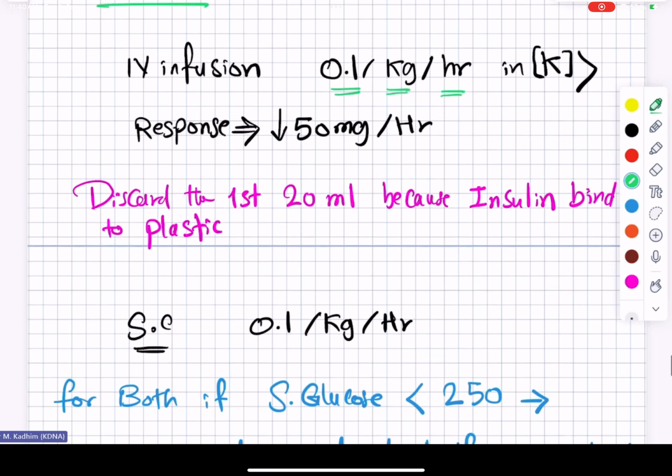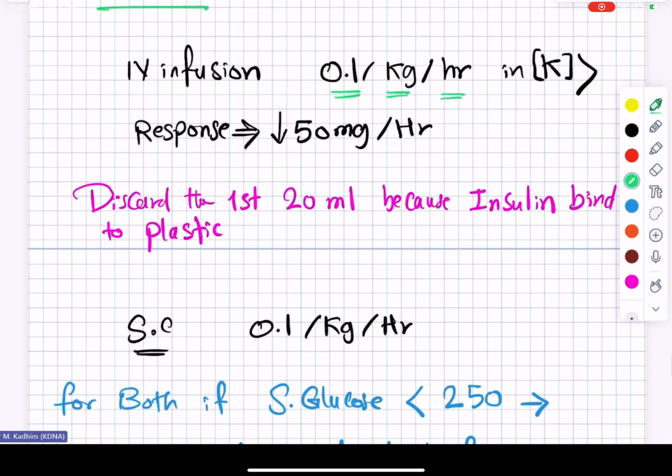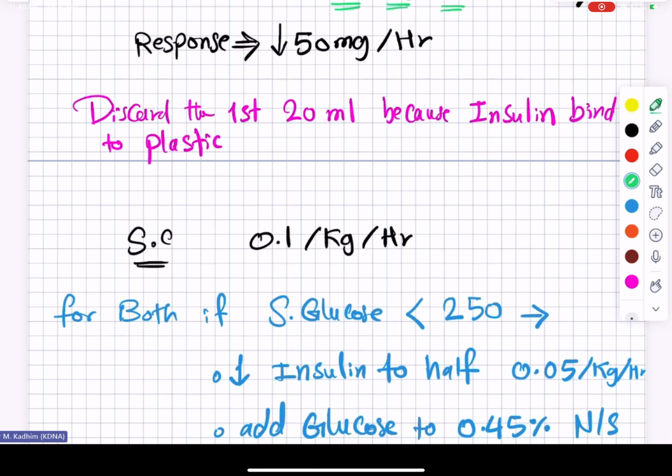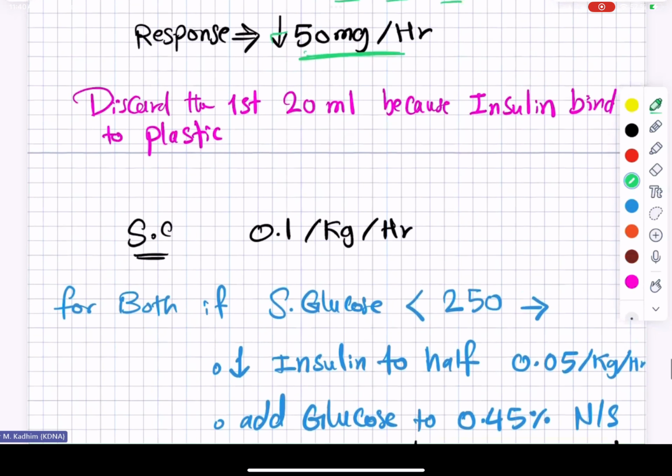Again, if the potassium is more than 3.3, this is a very important number to keep in mind. And monitor the response. The response will be a decrease of blood glucose of 50 milligram per hour. So 50 in the first hour, 50 in the second hour, according to this rate.